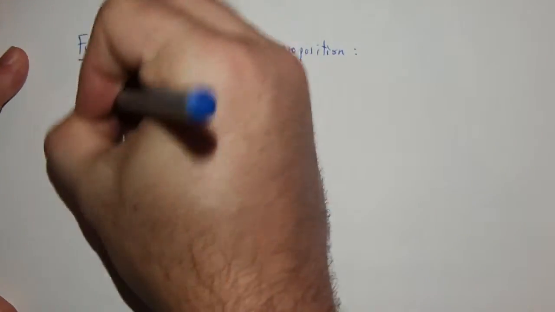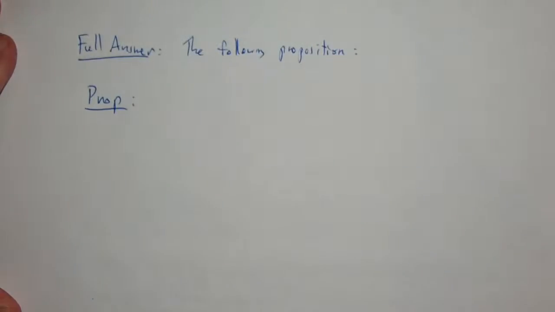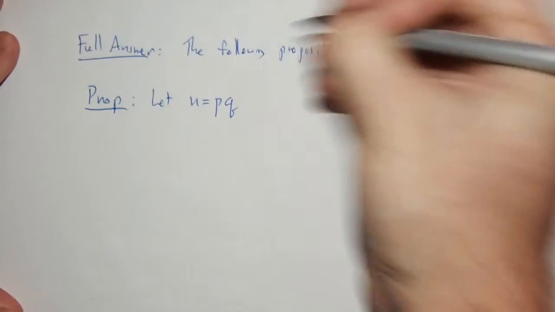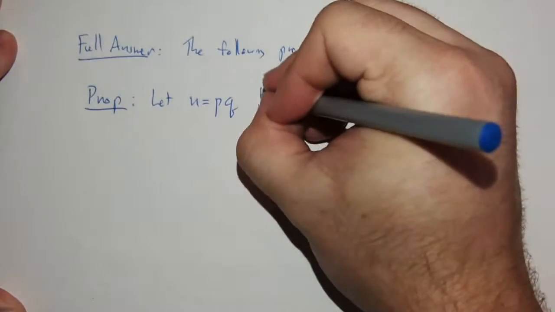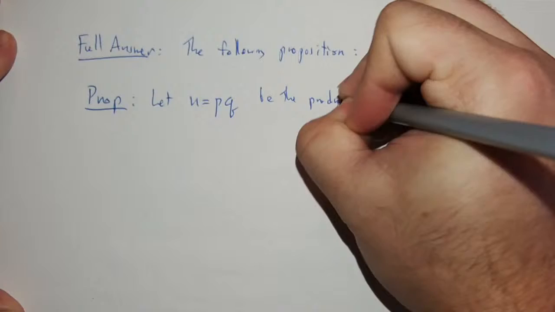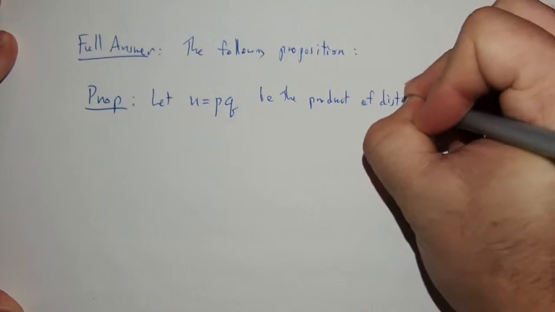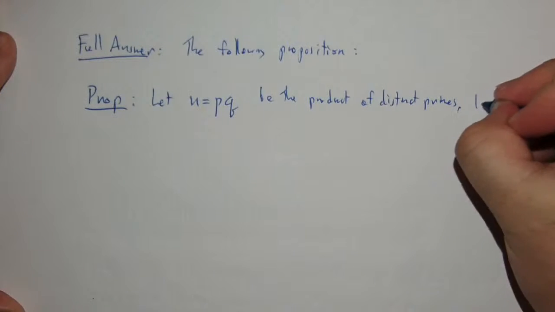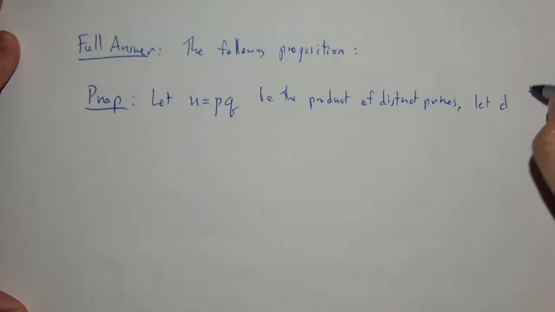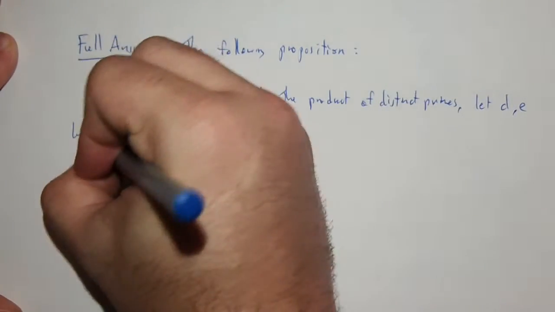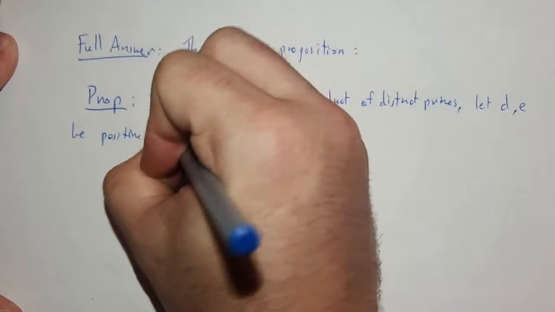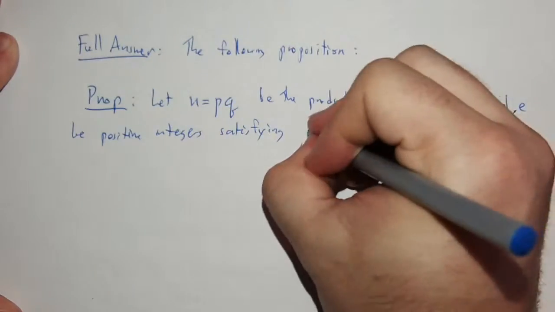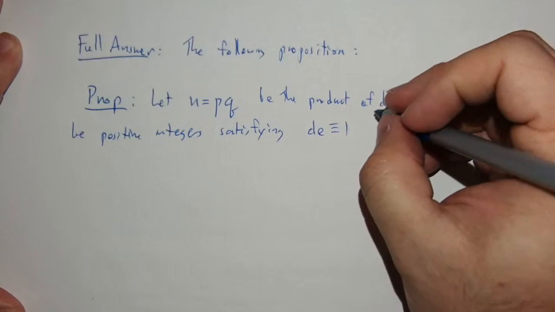Okay, so here's what it looks like. Let N be a product of two primes, P and Q. So let it be the product of distinct primes. Let D and E be positive integers satisfying D times E is congruent to 1 mod phi of N.